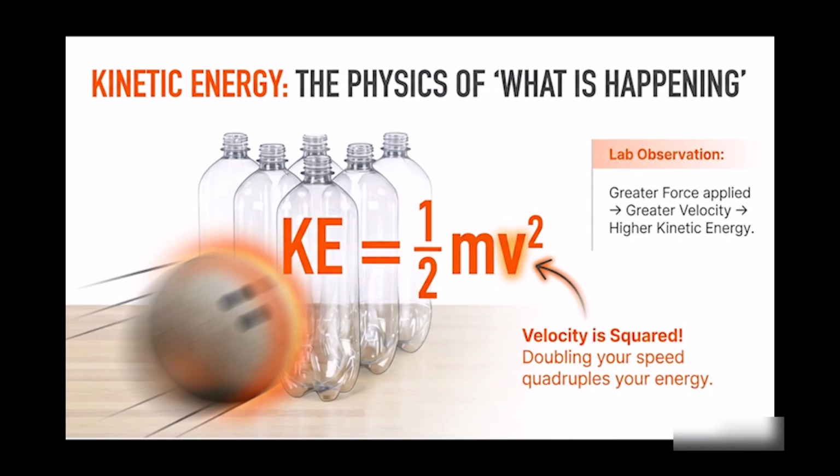Kinetic energy. What's happening? Now, let's talk about kinetic energy, or the energy in motion. Its formula is KE equals one half times mass times velocity squared. Notice that the velocity v is squared. This means if you double your speed, you don't just double your energy, you quadruple it. This is why speed limits in school zones are so important. Faster objects carry a lot more punch.